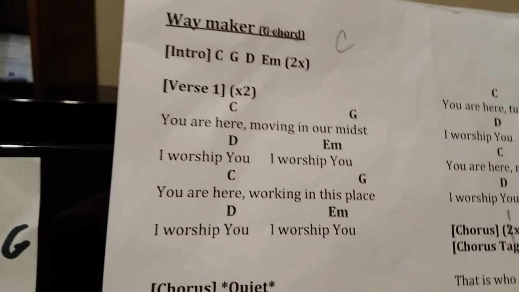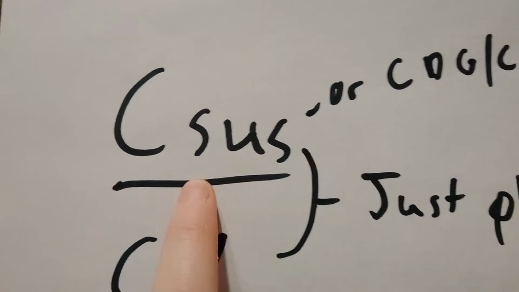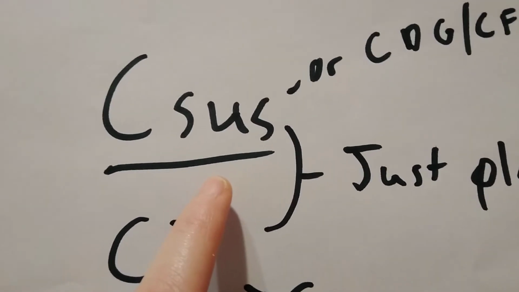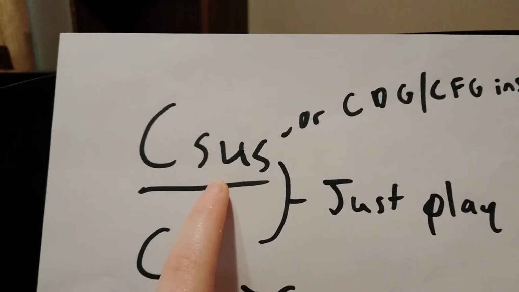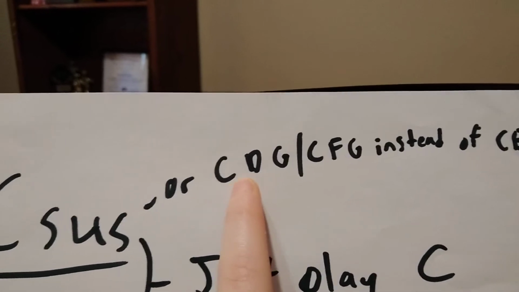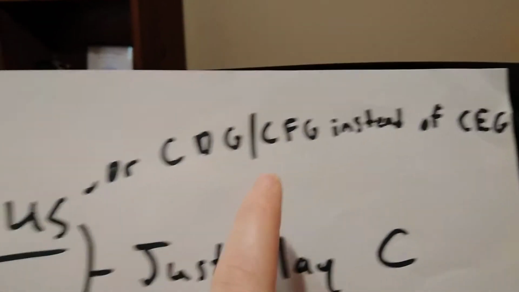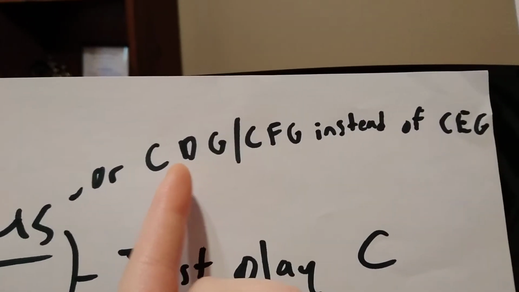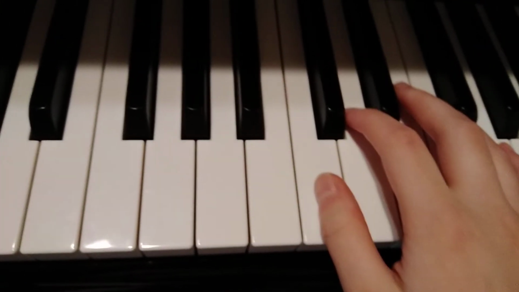Okay, let's talk about some other chords you might see that aren't in this song. Sometimes you'll see a C sus chord. No, we're not referring to Among Us, unfortunately. Okay, so a C sus chord is usually when you substitute the E for a D or the E for an F. So like I wrote here, C D G or C F G instead of C E G. So it'll look like this.